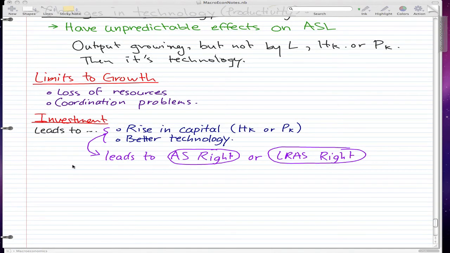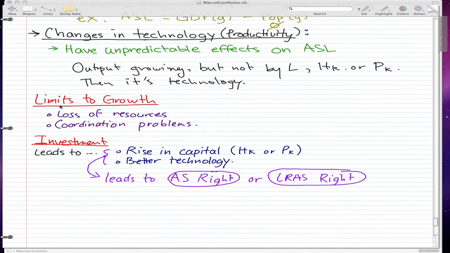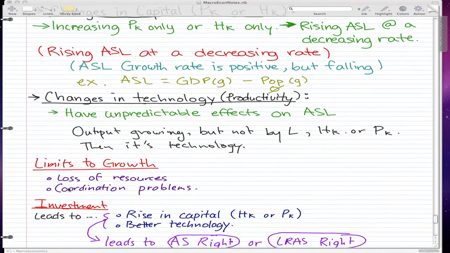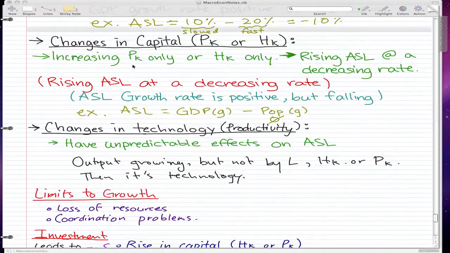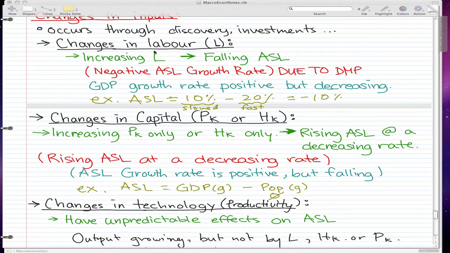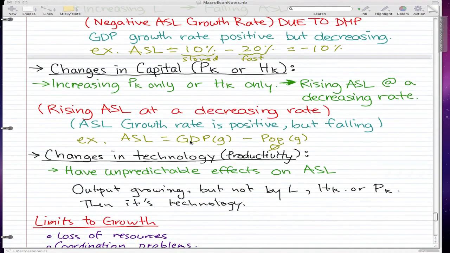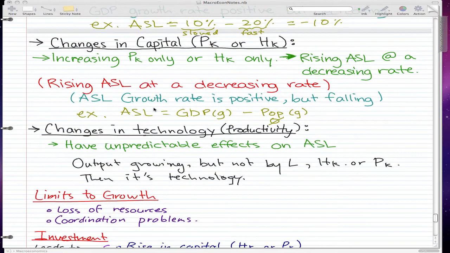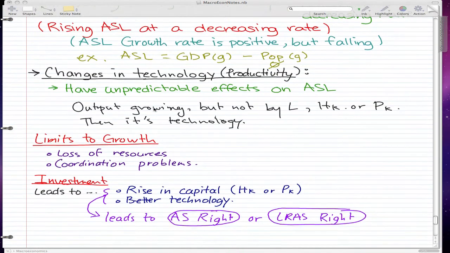Today's video is just going to be a short video on limits to growth and investment. Pretty much what limits growth is loss in resources and coordination problems, and that's pretty intuitive. Let's say that we increase labor, then there's more people, and we have to coordinate those people. So there could be coordination problems. And for loss of resources, say we increased our physical capital, like machines, and if one of those machines rusted and broke, then that's a loss of resource, and that's a limit to growth.